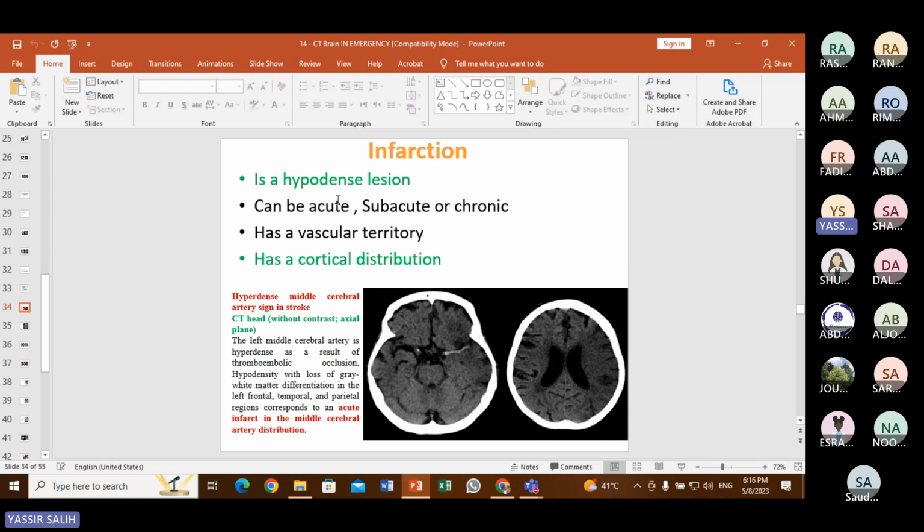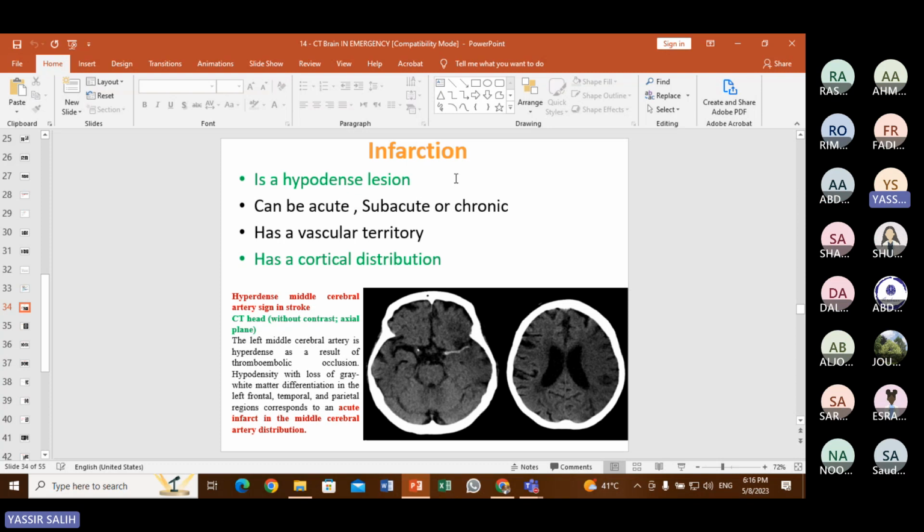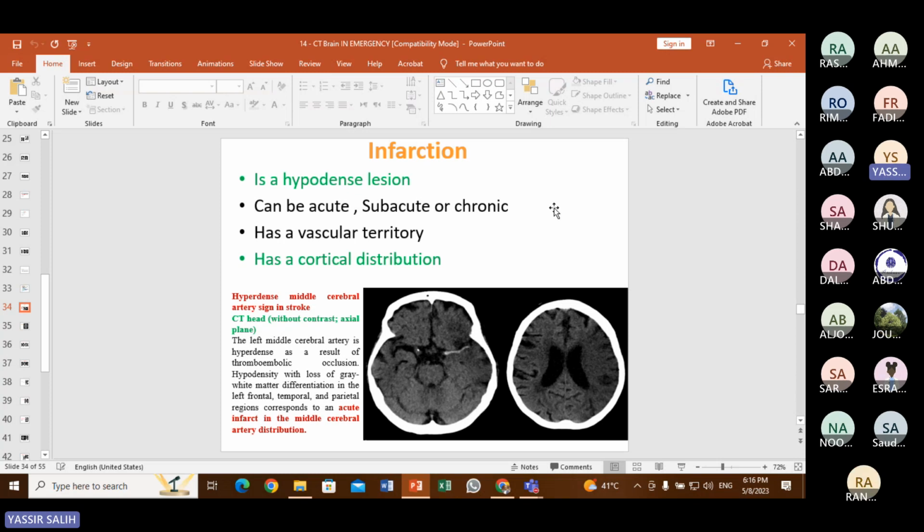So infarction، أول شيء تعرفوا infarction is a hypodense lesion. يعني usually hypodense، sometimes الـ subacute بتكون isodense، لكن most of the infarction is hypodense، بتكون of low density، of low attenuation. والـ infarction it could be acute, subacute or chronic. دايما follows the vascular territory according to the affected vessels. عندها cortical distribution. It is confined to the cortex. الكلام ده كله نوضحه practical.